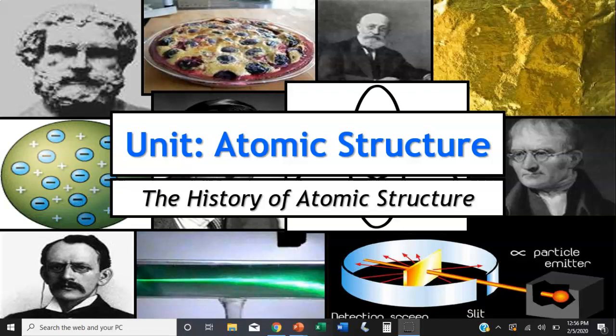Then we fast forwarded about 2,000 years to the time of John Dalton, and we learned about John Dalton's theory that had 4 postulates, where the first postulate talked about the fact that all elements are made up of indivisible atoms, atoms that can't be divided into smaller parts. His second postulate was that atoms of the same element are exactly alike, and that they are different from the atoms of other elements. So oxygen atoms are all exactly alike, but they're different from nitrogen atoms and every other atom.